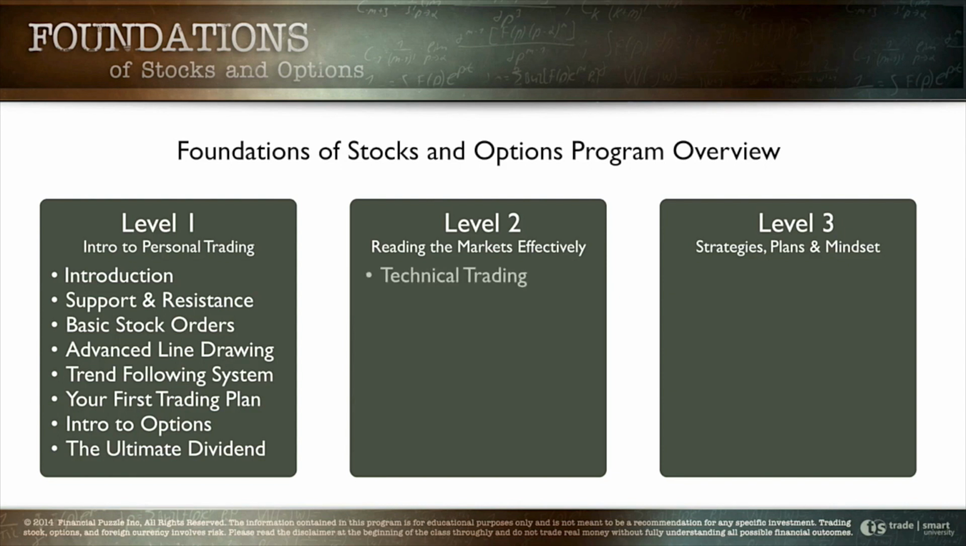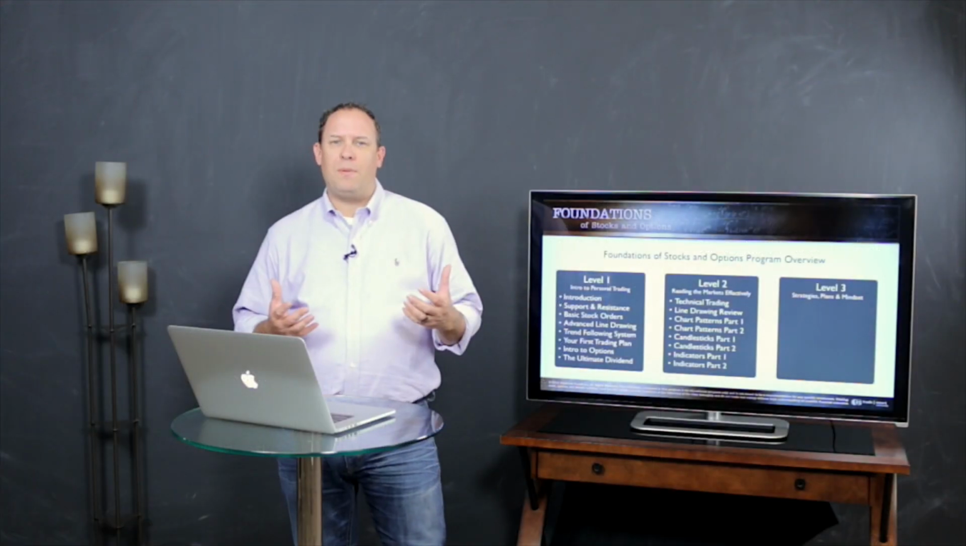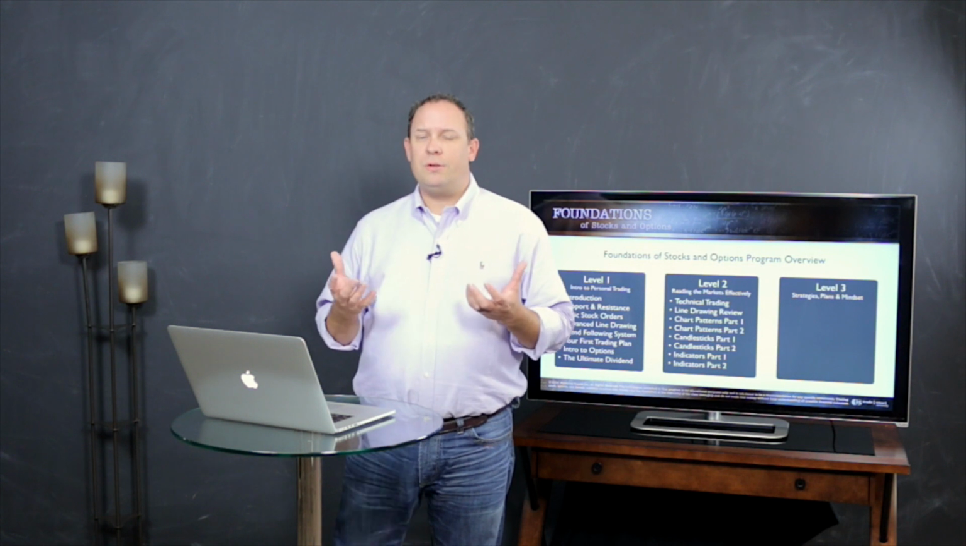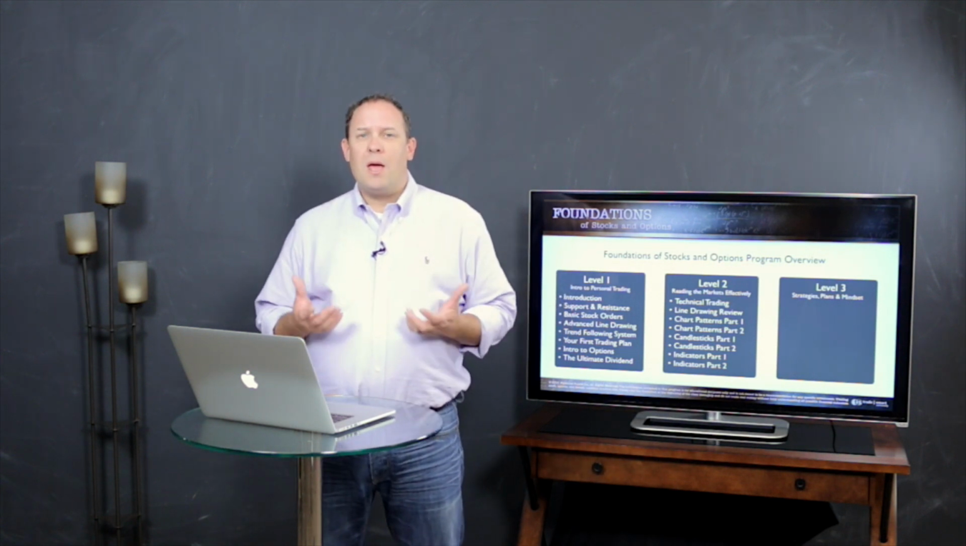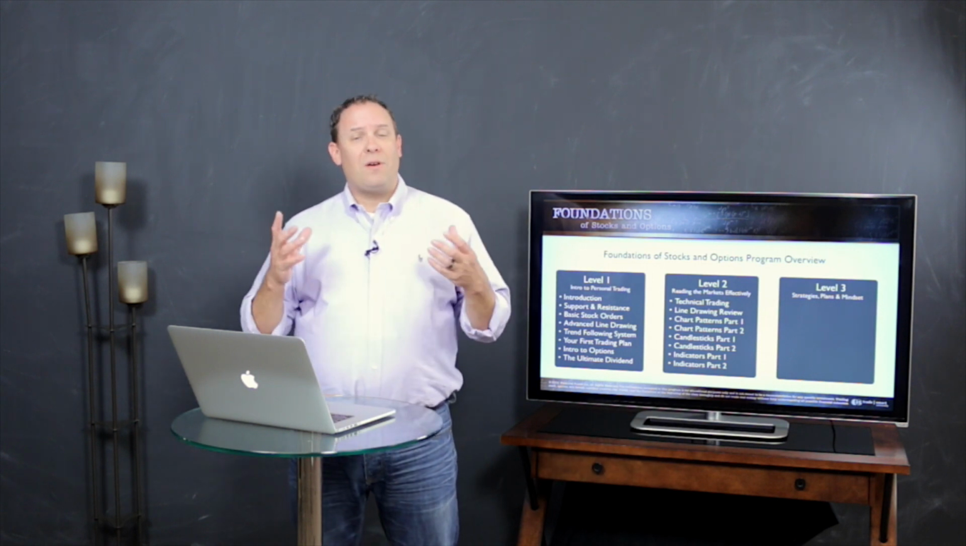Now, as we move into level 2, this is where we're going to start to really focus in on the analysis part of trading. This is where we get into the really in-depth components of reading the market effectively. You're going to learn things like technical trading. You're going to learn how to do more advanced line drawing in the perspective of what we started to set up there at the beginning of level 2. And then we'll get into the chart patterns, the candlestick patterns, and the indicators. And all of that is going to be a self-contained program that truly stands on its own as an incredible technical analysis program.